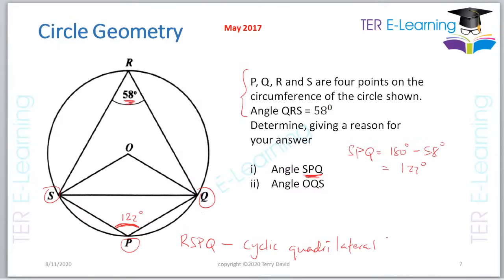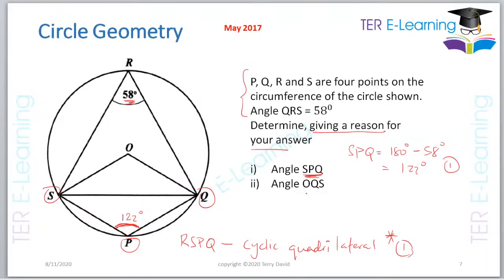And the reason you're given is that R, S, P, Q are a cyclic quadrilateral, opposite angles supplementary. All these questions, they want you to give a reason for the answer. So you get 1 mark for actually working out the angle, and the second mark is for giving a reason. That's how they mark it. You can't just put 122 and expect to get full marks. You must give a reason.